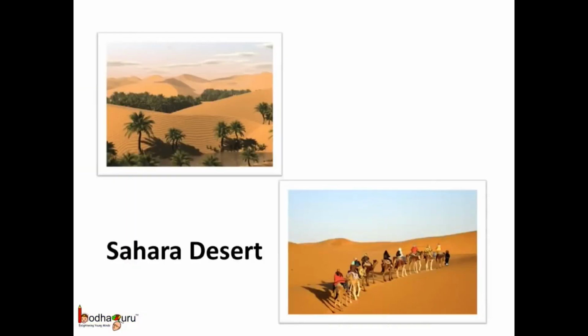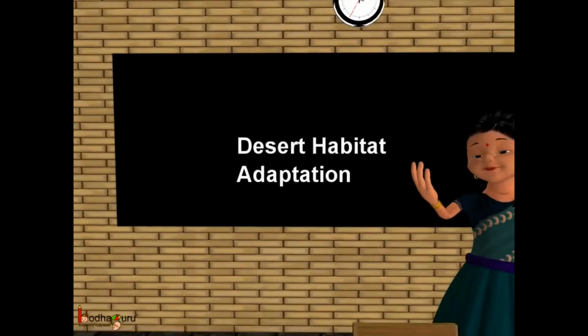These are the pictures of Sahara Desert in Africa. It is the hottest desert of the world. So now you know how the animals and the plants adapt to the extreme climate of the deserts.